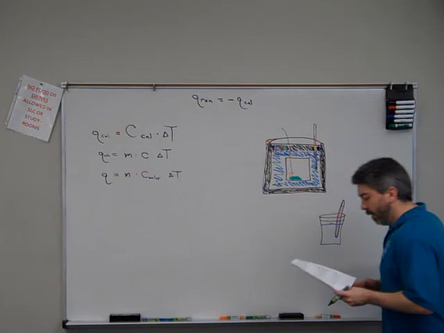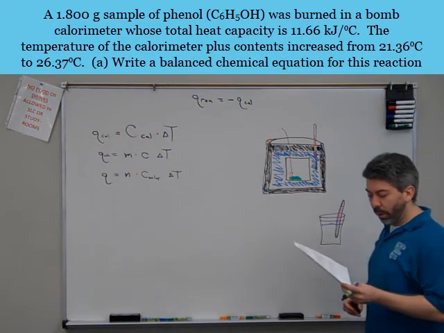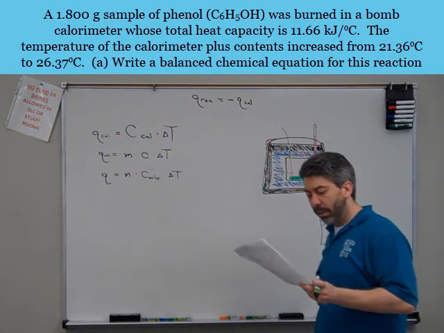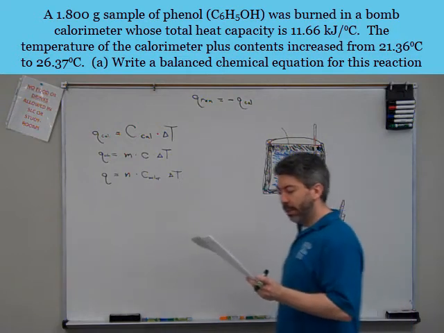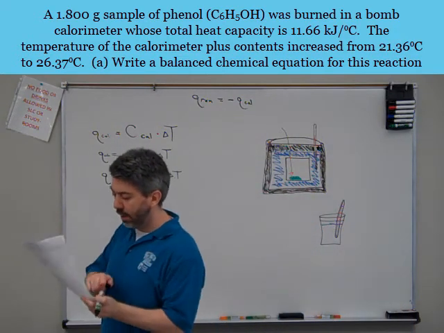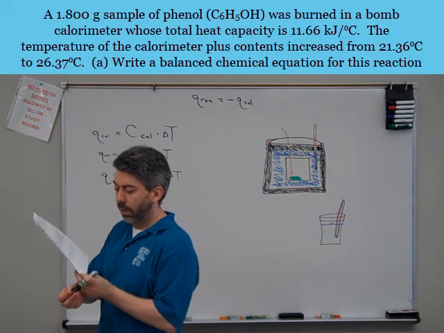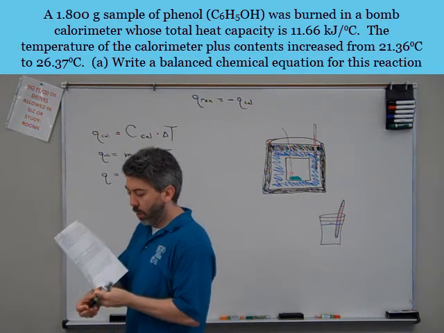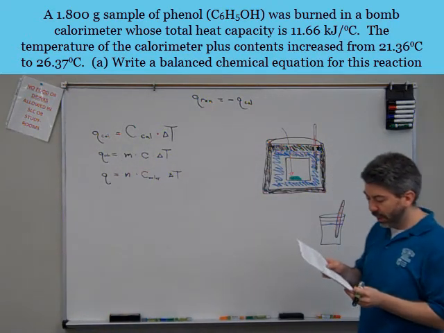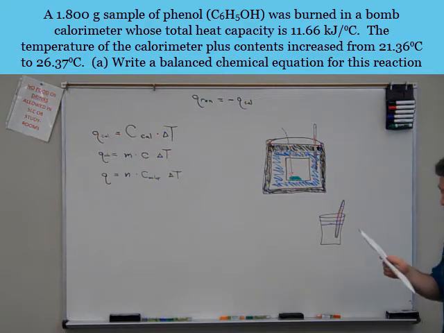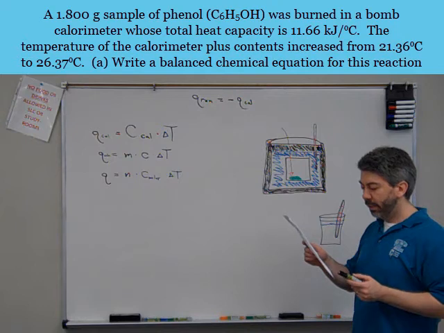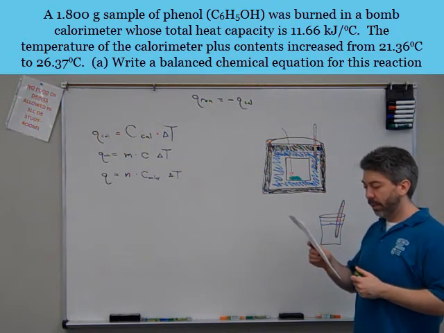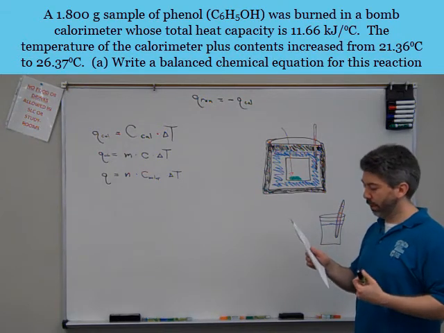Alright, so for number 5, it says a 1.8 gram sample of phenol was burned in a bomb calorimeter whose total heat capacity is 11.66 kilojoules per degree Celsius. It says the temperature of the calorimeter plus contents increased from 21.36 degrees to 26.37 degrees. Write a balanced chemical equation for the bomb calorimeter reaction. So in this case, it's a combustion reaction, right? Because you have phenol that's burned, right?